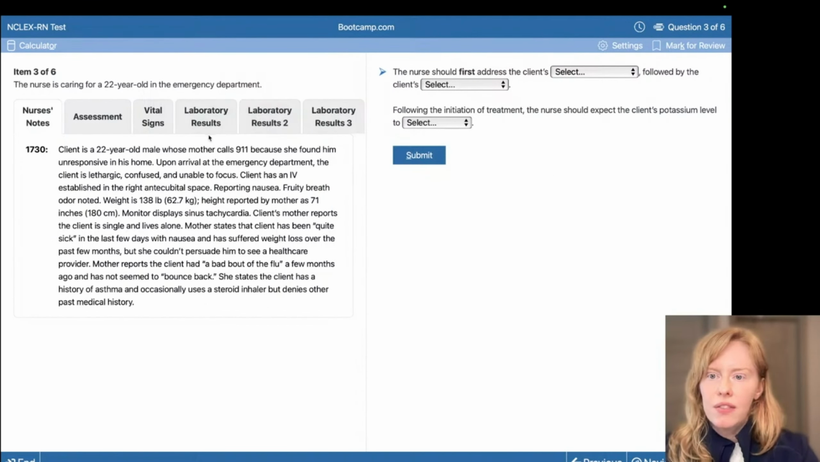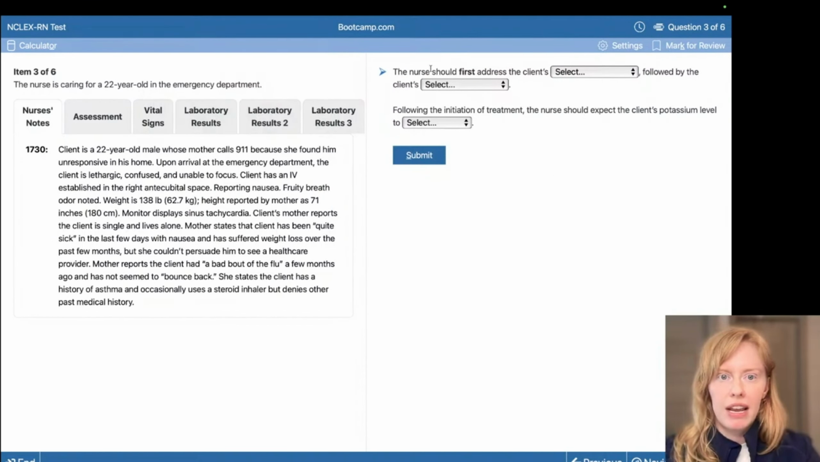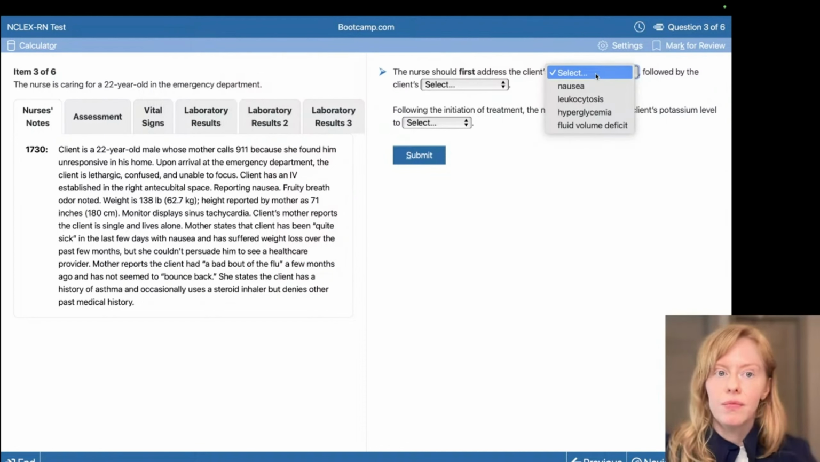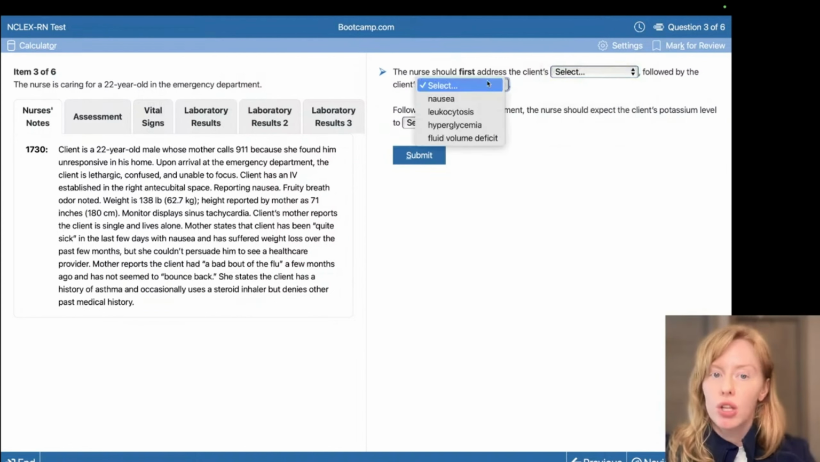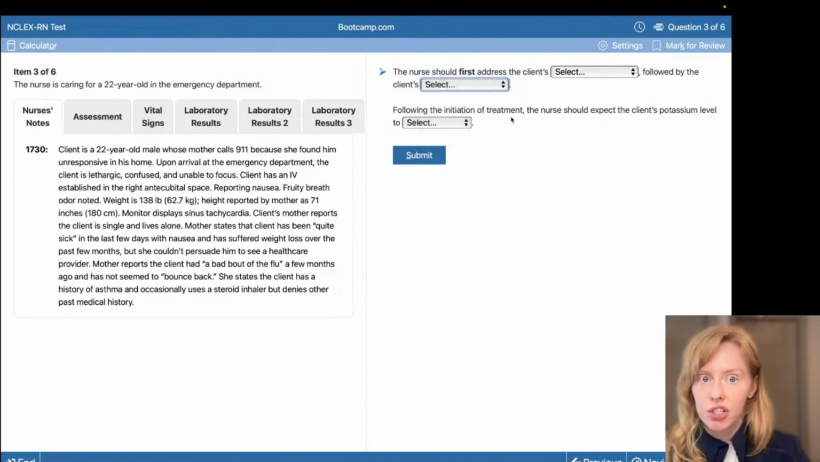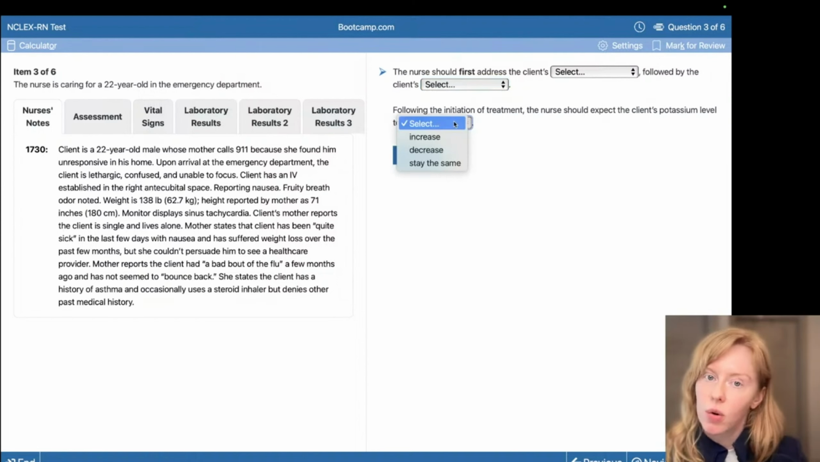In this case, we're being asked, the nurse should first address the client's nausea, leukocytosis, which is the high white blood cell count, hyperglycemia, or fluid volume deficit, followed by which of those? So we need to pick our top two. Which one do we want to address first? Which one do we want to address second? And then after we start to treat it, what do we expect their potassium level to do? To increase, decrease, or stay the same?